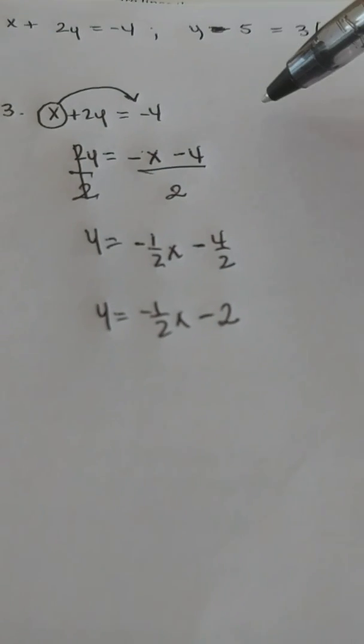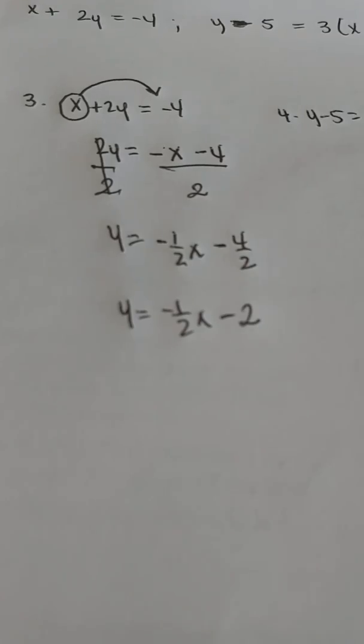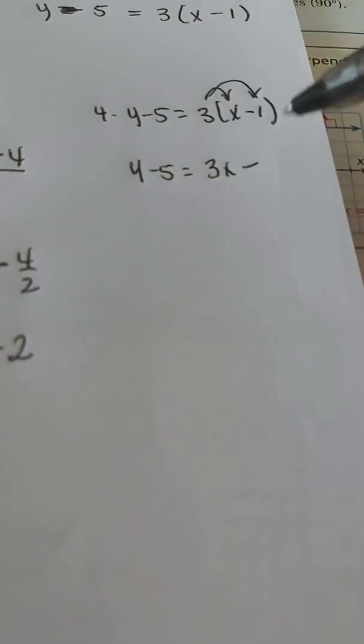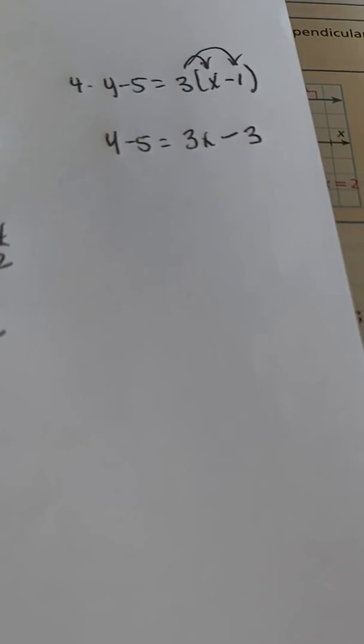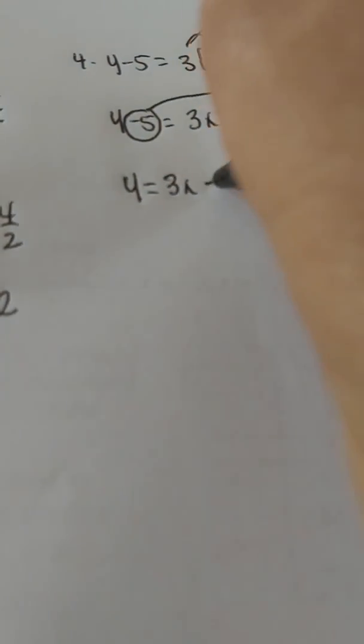And the last equation, y minus 5 equals 3 times x minus 1. We're going to write it in slope-intercept form. First thing is to use the distributive property here. So we get y minus 5 equals 3 times x minus 3 times 1, which is 3. Now we move negative 5 to the other side of the equation.